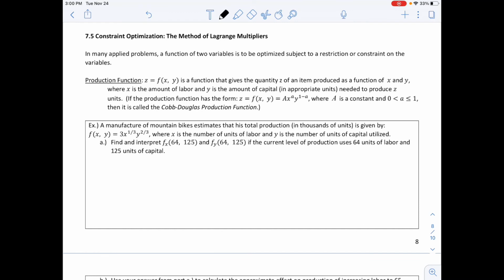Needed to produce z units. If the production function has the form z equals f of x, y is equal to capital A times x to the lowercase a, and y to the 1 minus a, where A is a constant, and lowercase a is between 0 and 1, including 1 and not including 0. This is called the Cobb-Douglas production function.